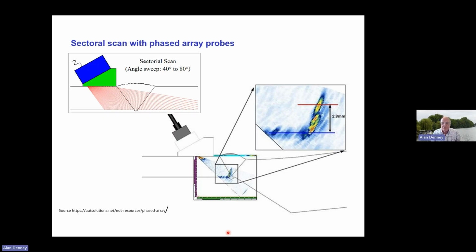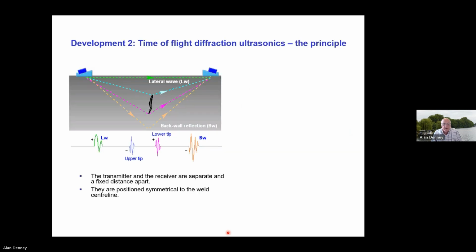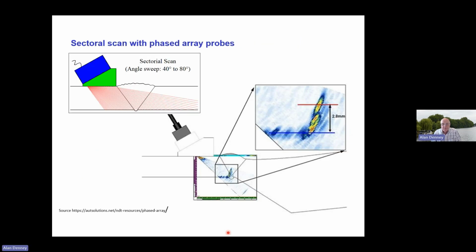And you get a live image showing the indications. Now, that's not without its interpretation challenges, but I think it's much more intuitive as to what you're seeing. Not always a good thing, but that's the case. So that's phased array technology for you.